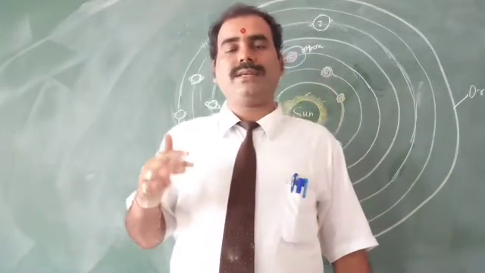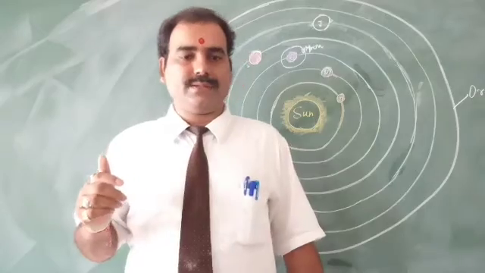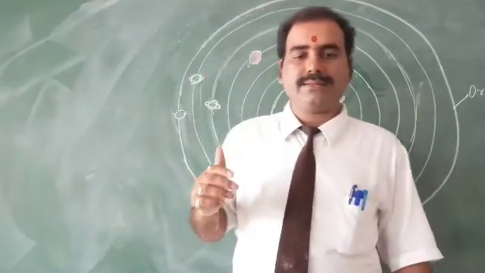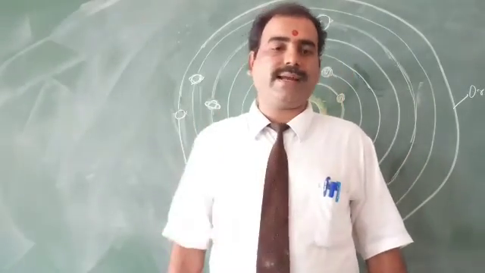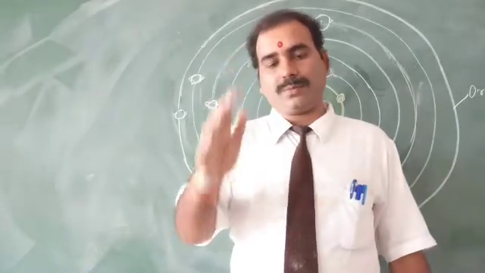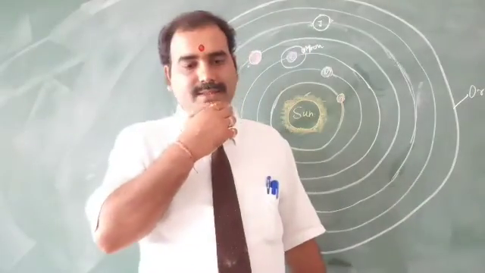So it has 27 natural satellites. Okay, Uranus has 27 natural satellites. Saturn has 62 natural satellites. Jupiter has 67 natural satellites. Keep these in your mind.